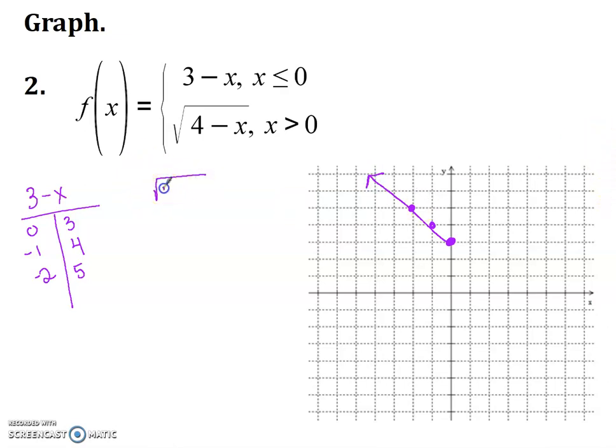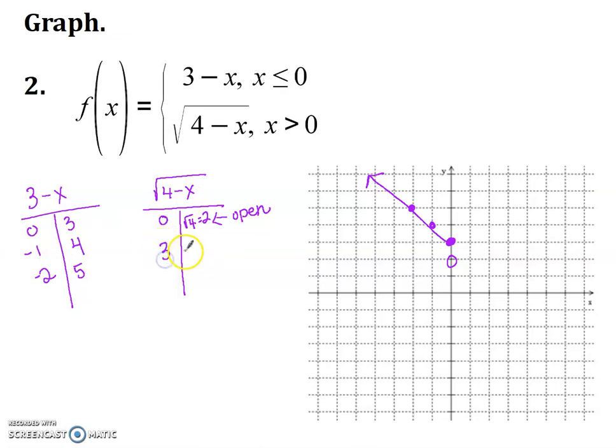Now this second one, we've got the square root of 4 minus x when x is greater than 0. So I'm still going to start at 0, but since this doesn't have the or equal to, I'm going to put an open circle at this point. So if I plug in 0, that's going to give me square root of 4, which is 2. So I'm going to have an open circle at 0, 2. Then if I plug in 1, that would give me square root of 3, so I'm going to skip that. If I were to plug in 2, that would give me square root of 2.